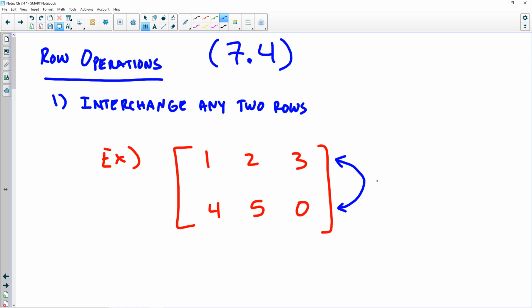So what I can do is I can go row 1, which is this first row here, guys. Row 1, I can move it to row 2, which is this one here.